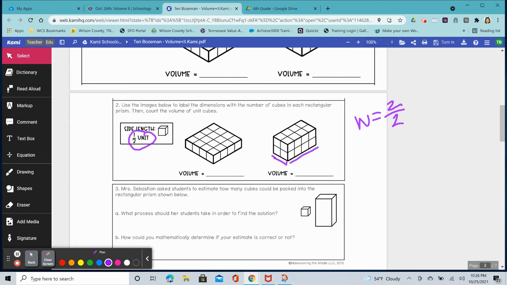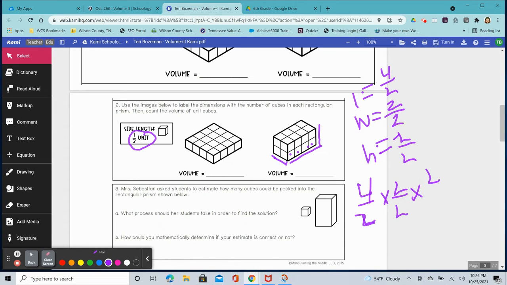Then we have our length. There are 4. However, again, we're dealing with halves, so we have 4 halves. And then we have a height of 2. And we're dealing with halves, so we have 2 halves. Now we multiply length times width times height. 4 halves times 2 halves times 2 halves.